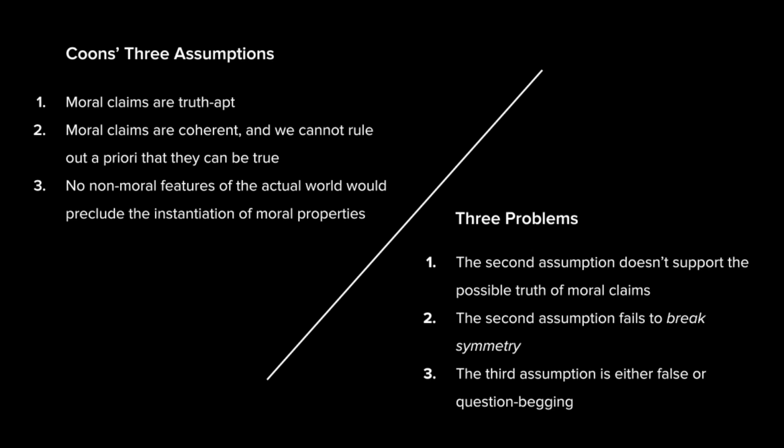And so if Coons wants to go from the fact that no non-moral features of the actual world would preclude the instantiation of moral properties to the claim that there's a world just like ours, non-morally, that has moral properties, well, then the error theorist equally and symmetrically goes from the claim that no non-moral features of the actual world preclude the non-instantiation of all moral properties to the conclusion that there's a possible world just like ours, non-morally, in which no moral properties are instantiated. And so that would support the reverse possibility premise.